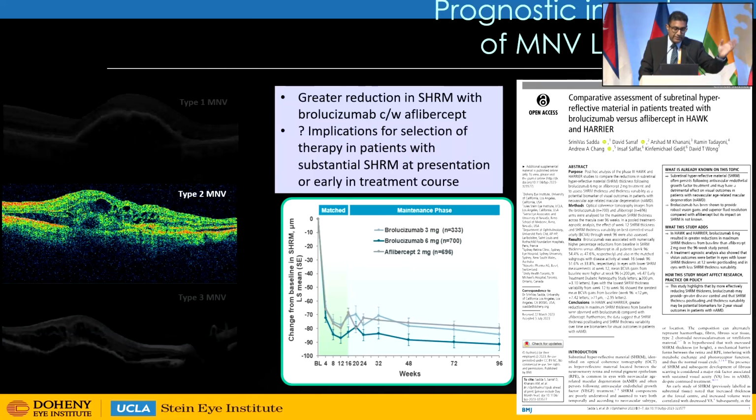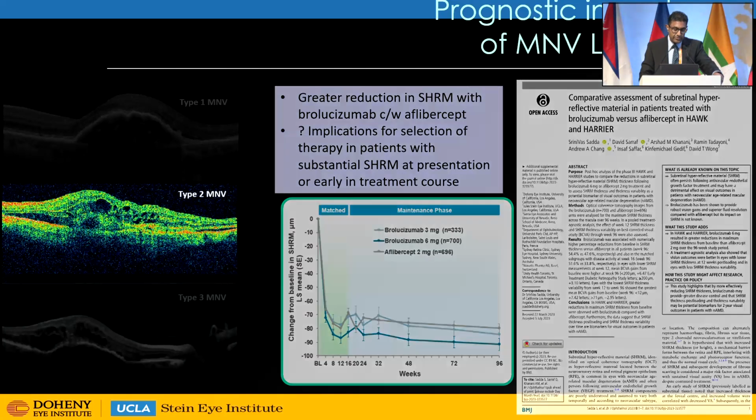Finally, I just want to say that it's also become an important biomarker as many companies have now talked about developing treatments targeting fibrosis. And in this analysis, again, we showed a difference between brolucizumab and aflibercept, with greater reduction in SHRM in this post-hoc analysis of Hawk and Harrier in brolucizumab-treated eyes compared to aflibercept.